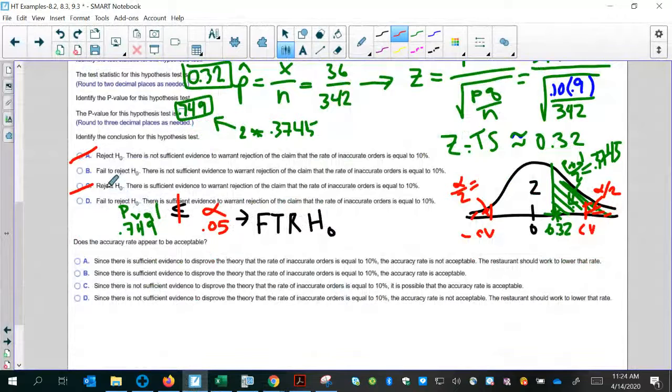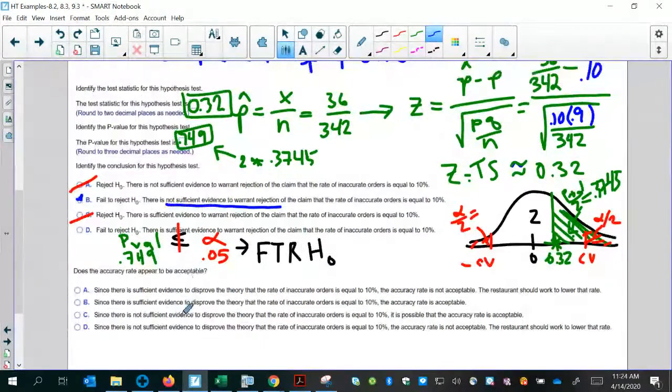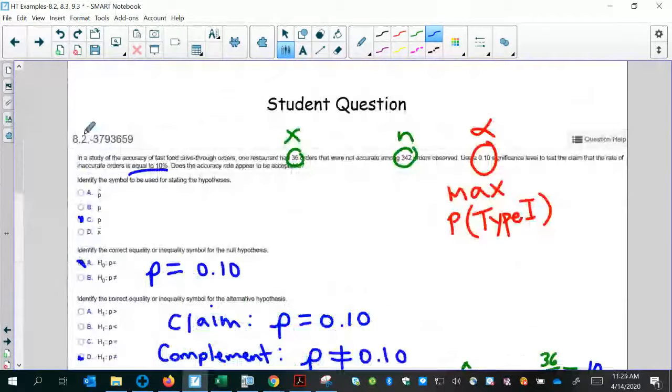So that was B. Because there's not sufficient evidence to warrant rejection of the claim, since we failed to reject the null hypothesis, and the null hypothesis was covering the claim. Does the accuracy rate appear to be acceptable? Let's see. That one's kind of a subjective question, but what do they mean by acceptable? Let me read the question again.